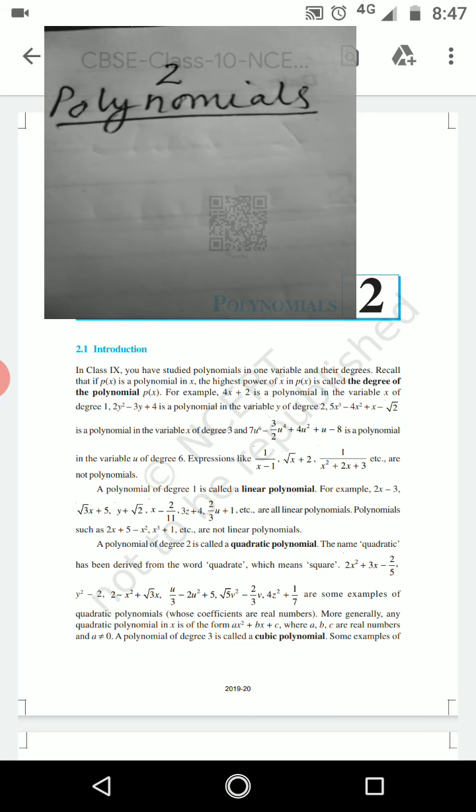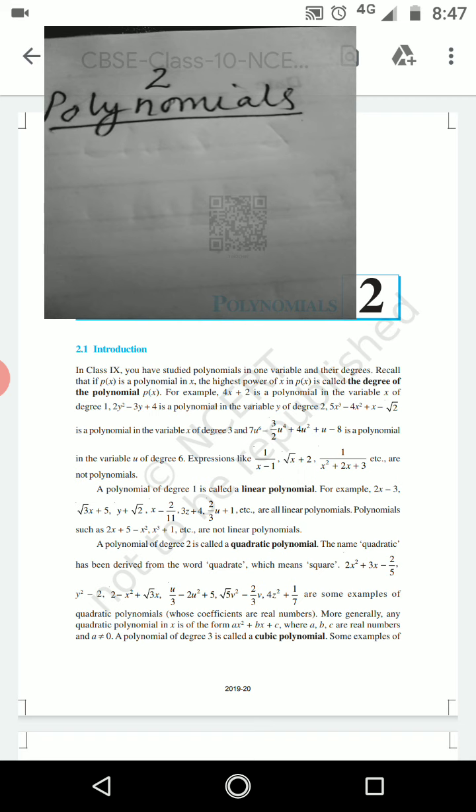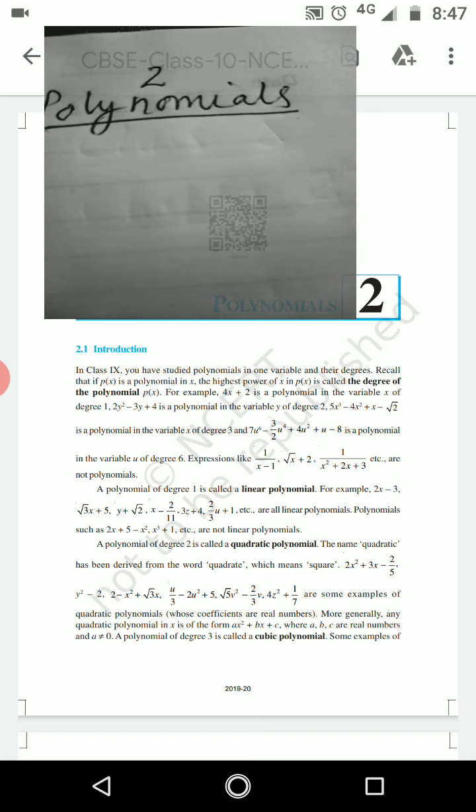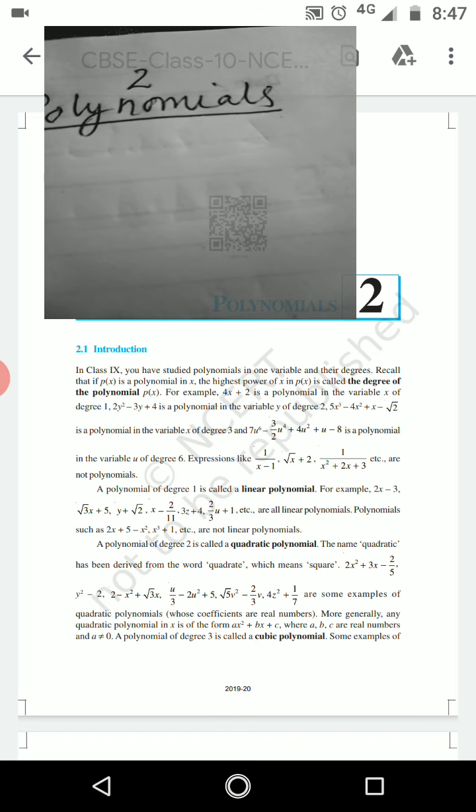Polynomials. In earlier classes, we have learnt about polynomials in one variable, their degrees, factors, multiples, and zeros. In this chapter, we'll study the geometrical representation of linear and quadratic polynomials and also the geometrical meaning of their zeros. We'll also study the relationship between the zeros and the coefficients of a polynomial.